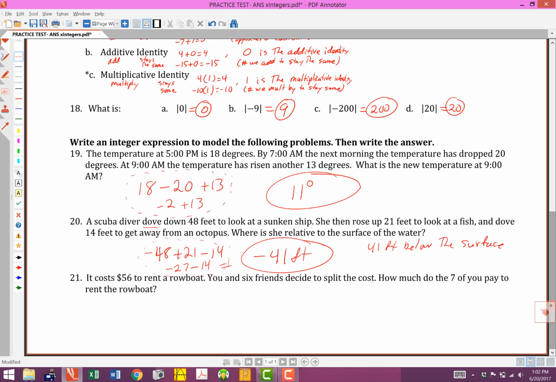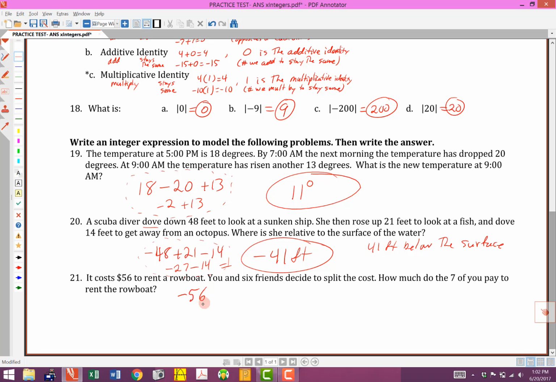Okay, last one. Costs $56 to rent a rowboat. You and 6 friends decide to split the cost. Remember it's you and 6 friends, so there's actually 7 of you all together. How much do each of you owe for the rowboat?